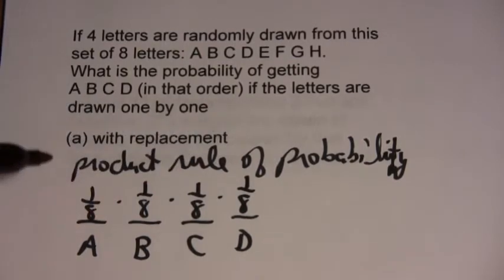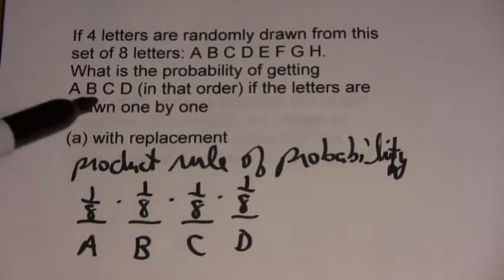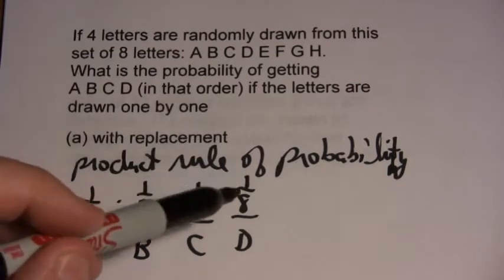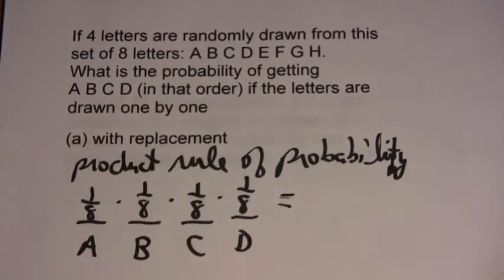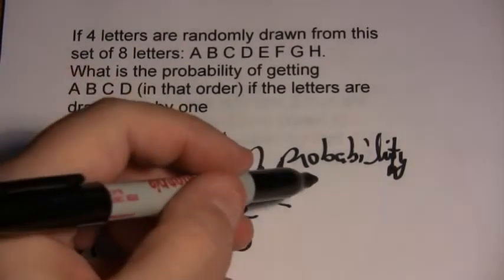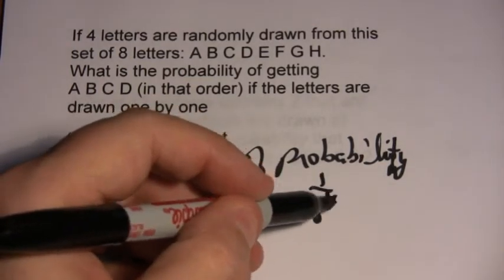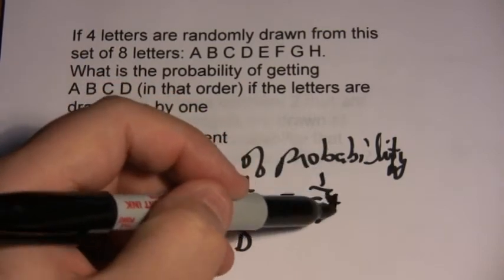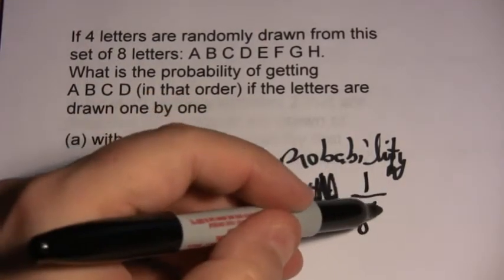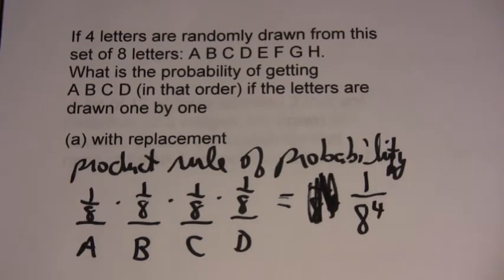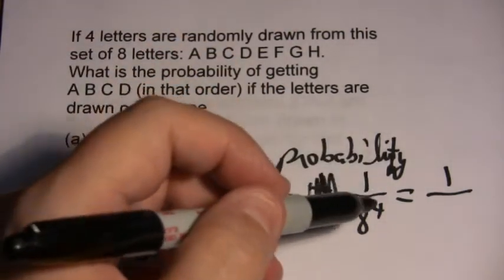So the product rule of probability says the probability of drawing A, B, C, and D in that order is the probability of drawing A, and then B, and then C, and then D, and you multiply them together. And if you do that, you end up with 1/8 to the 4th power. And if you take 8 to the 4th power, you're going to get 4,096.